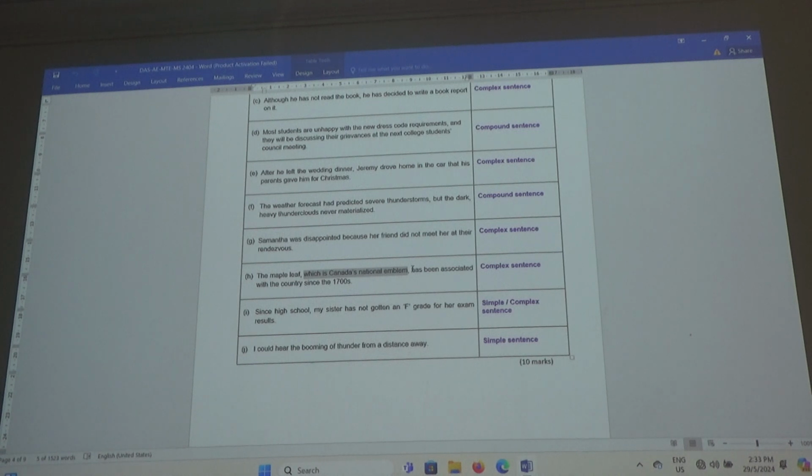So if you understand this concept, I mean this sentence, it should be, the maple leaf has been associated with the country since the 1700s. In between is the dependent clause, which is Canada's national emblem. That's why it is a complex sentence. Is that okay? Is it okay?